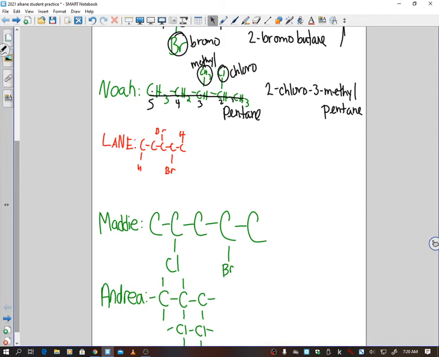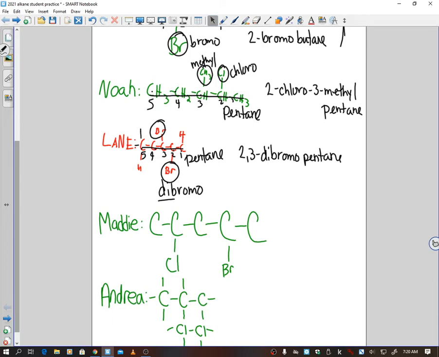All right, Lane's. We've got 1, 2, 3, 4, 5. So it is also pentane. Now he has a bromine here and a bromine here. So what I have is a dibromo. So the di means 2 of them. So I could go 1, 2, 3, or I could go 1, 2, 3. I'm going to go backwards. So I want to get to these chains as quick as possible. So this is 2, 3, dibromo, pentane. Now these hydrogens, we don't care about the hydrogens. There's going to be hydrogens coming off of this thing. We never have to put where they're at.